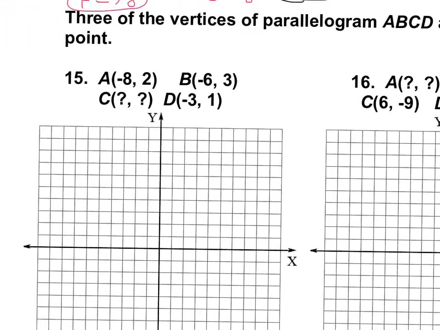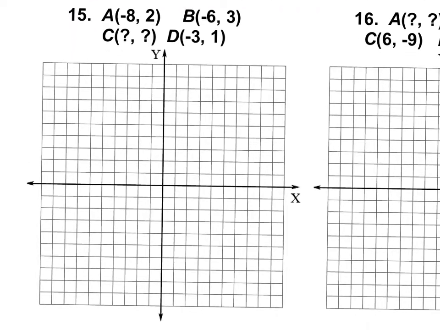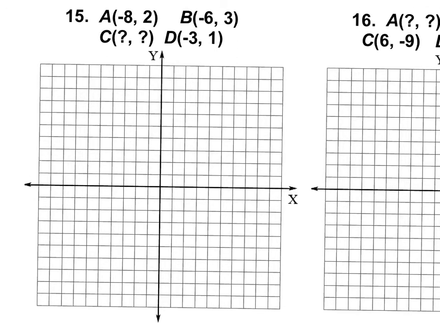Okay, so let's talk about how this would relate to a graph. It says to graph 3 points of the parallelogram, so I'll go ahead and do that. A is at -8, 2. And when I put my point on the graph, I like to label that. That's A right there. B is at -6 and up 3. C, we don't know where C is, I guess. And D is at -3, 1.